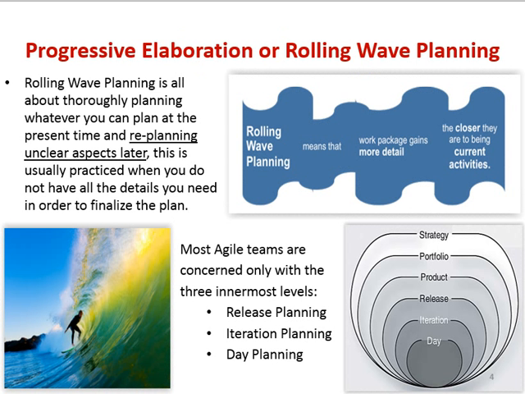Moving next, we have progressive elaboration, which is also known as rolling wave planning. What exactly is rolling wave planning? Rolling wave planning means that work packages gain more detail the closer they are to current activities. So what does that mean? Just imagine an image of a surfer surfing on a sea or an ocean. He doesn't have any plan in his mind.